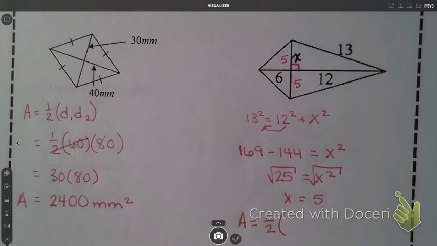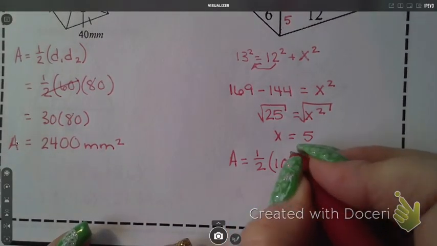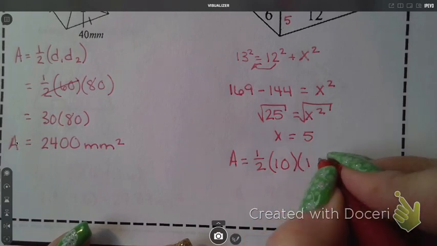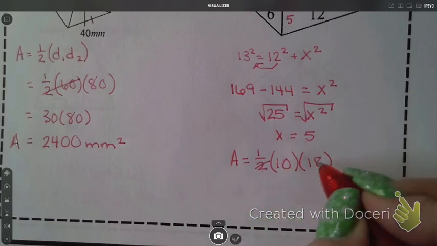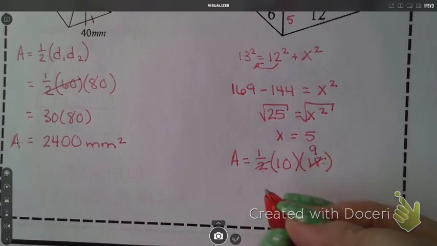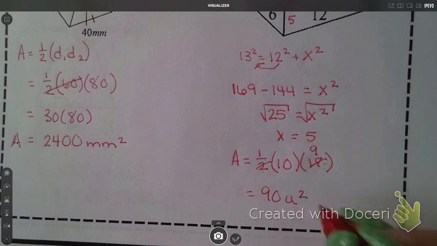Ryan. What's one diagonal? 10. What's the other? 12. No, it's 18. Do not move. Let's do half of 18. You get what? 9. And so it is 90 units squared.